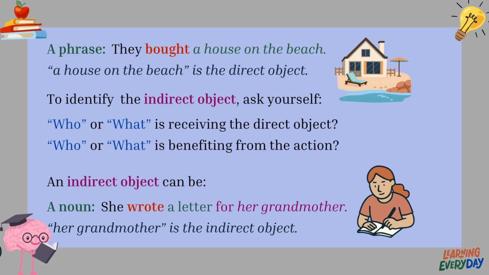To identify the indirect object, ask yourself, who or what is receiving the direct object, and who or what is benefiting from the action. The indirect object answers the questions to whom or for whom about the verb. An indirect object can be a noun, for example, she wrote a letter for her grandmother. Her grandmother is the indirect object.